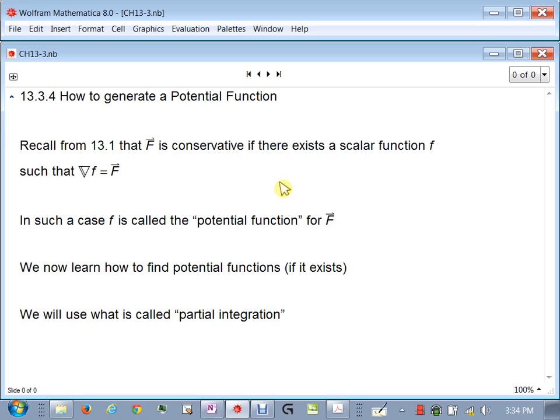To do this, we're going to have to use something called partial integration. We've done partial derivatives, right? What we're going to do now is called partial integration. It's doing integrals kind of backwards, but partially.